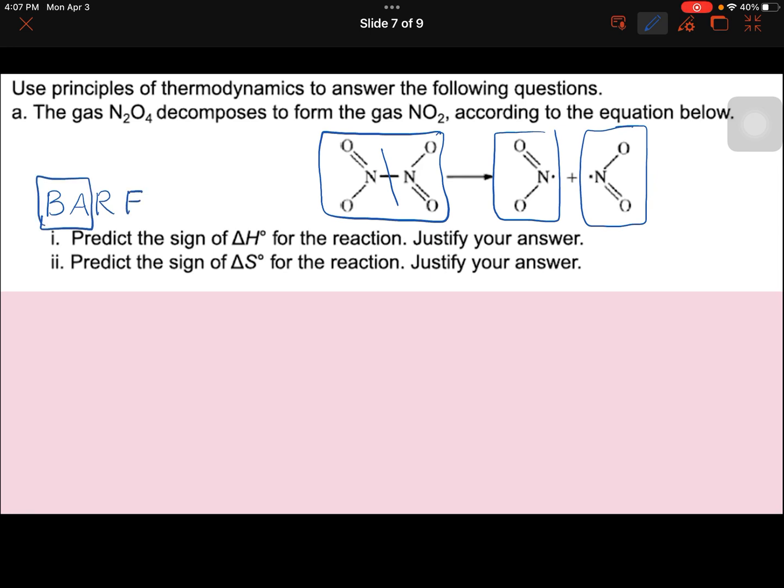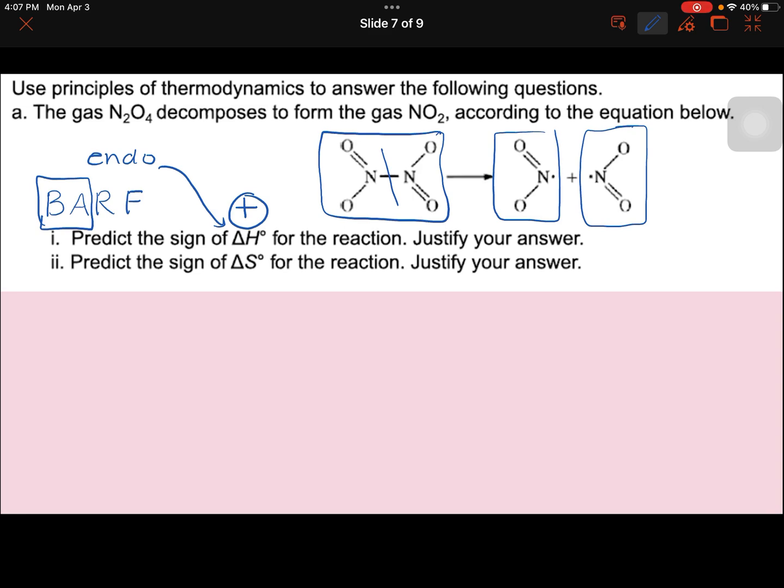Breaking a bond requires absorbing energy. Absorbing energy is an endothermic process. The sign of an endothermic process would be positive. Okay, so this is a bonding type of question. So that's a positive delta H.